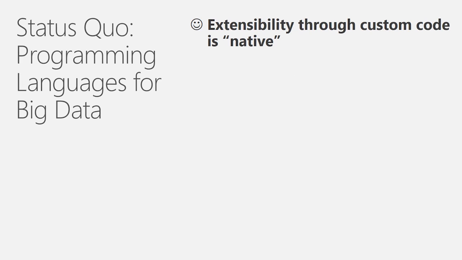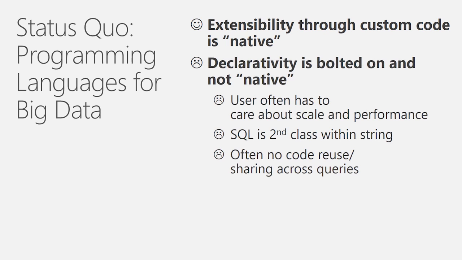If you look at the programming languages for big data, such as MapReduce, CodeFlow, or things like Spark, they are very extensible because you have your whole user code available, so the extensibility is native. However, declarativity is bolted on and not native. Often, users have to care about scale and performance, have to manage the scale-out topologies themselves, and know how to shuffle and how to deal with parallelism.